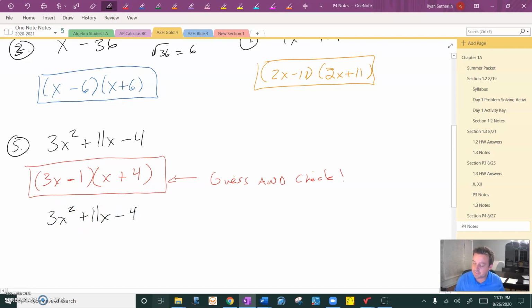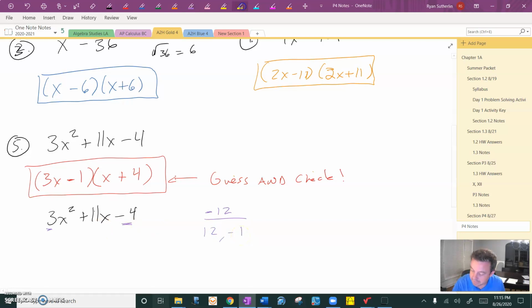You're going to take the A and C value, so the 3 and the negative 4, and we're going to multiply those, and I get negative 12. Now, I got to pick two numbers that multiply to negative 12 and add to 11. Add to my middle term. So that's going to be 12 and negative 1.